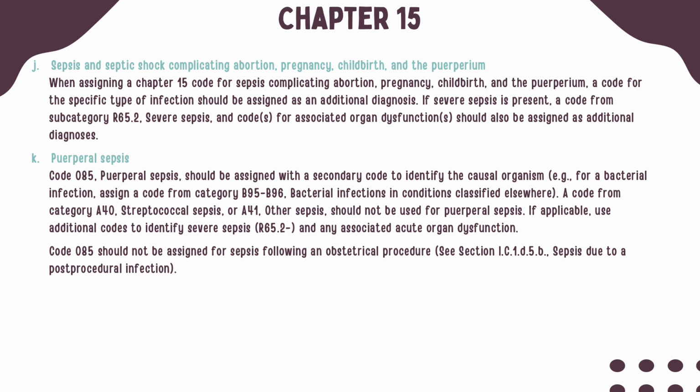Code O85 for puerperal sepsis should be assigned with a secondary code in order to identify its causal organism. If severe sepsis is present, a code from subcategory R65.2 should also be assigned, as well as any associated acute organ dysfunction. Codes from categories A40 and A41 should not be used to identify puerperal sepsis.